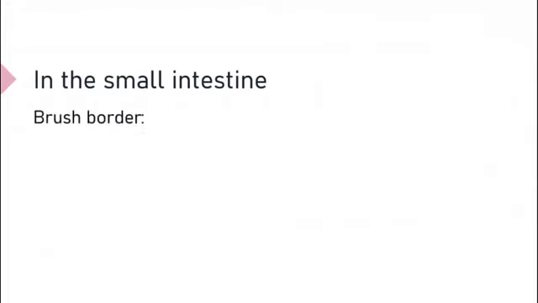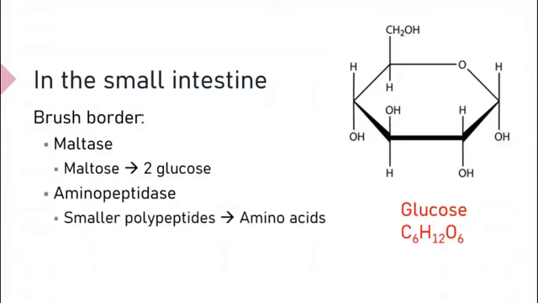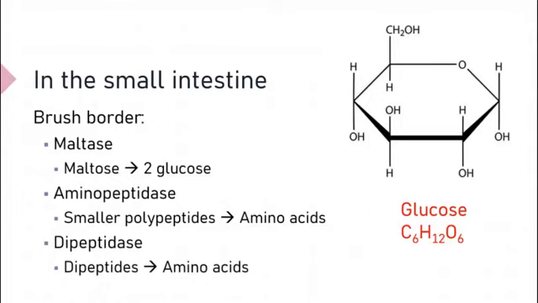We have a lot of brush border enzymes, so this slide contains the rest of them. Maltase, like sucrase and lactase, breaks down maltose into two glucose molecules, so more simple sugars. Our last two brush border enzymes finish off digestion of what was once proteins. Aminopeptidase acts on smaller polypeptides and produces amino acids, and dipeptidase chemically breaks dipeptides also into amino acids.